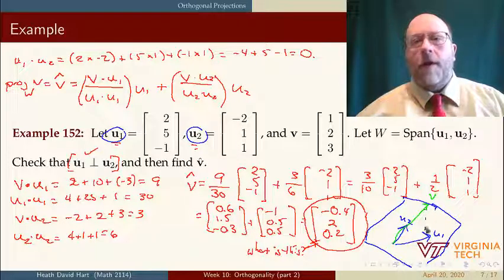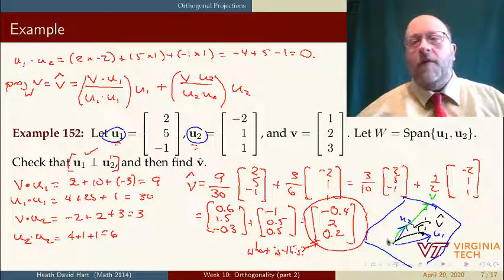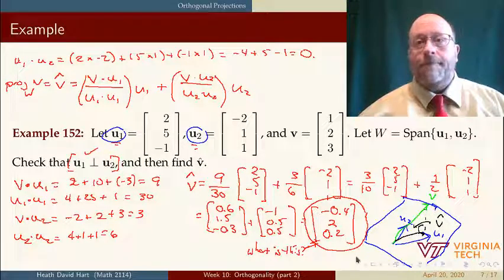But if I drop a perpendicular down from V to that plane and look at the vector that is in the plane directly underneath V, that vector is called the projection. That's the projection vector that we're looking for. This vector is in this span. We know it's in the span because it's a linear combination of u1 and u2. And it forms a leg of a right triangle with V as the hypotenuse. Are we good?